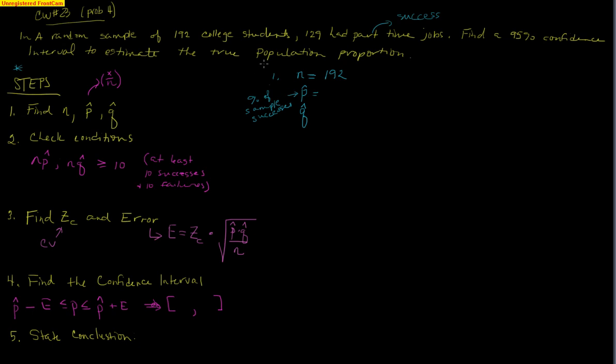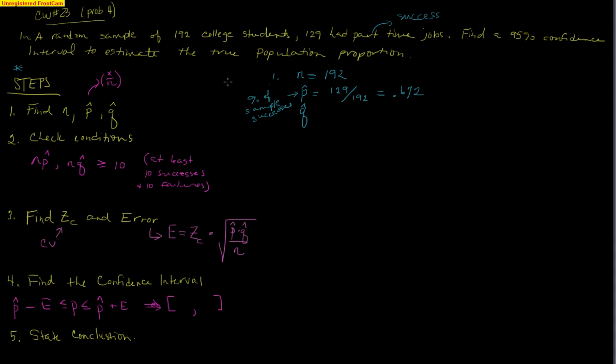Okay, and we know that 129 students had part-time jobs out of our 192 students that we asked. If you do that on your calculator, you're going to get a decimal of 0.67, so 67%. We can carry it out one decimal place further, 0.672. So 67.2% of the students that we asked have part-time jobs.